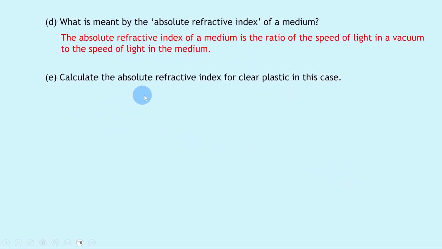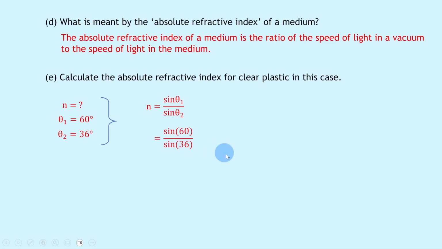Lastly, part E says calculate the absolute refractive index for clear plastic in this case. Well, writing down what we know from the question, we're trying to calculate n. We know that theta 1 is 60 degrees, that was our angle of incidence that we wrote down in part B. In part C, we said the angle of refraction theta 2 in the medium is 36 degrees, and writing down our equation relating absolute refractive index, angle of incidence and angle of refraction, we have n equals sine theta 1 over sine theta 2. Substituting in the numbers gives sine 60 divided by sine of 36, and putting that into your calculator should give you an answer of 1.47.